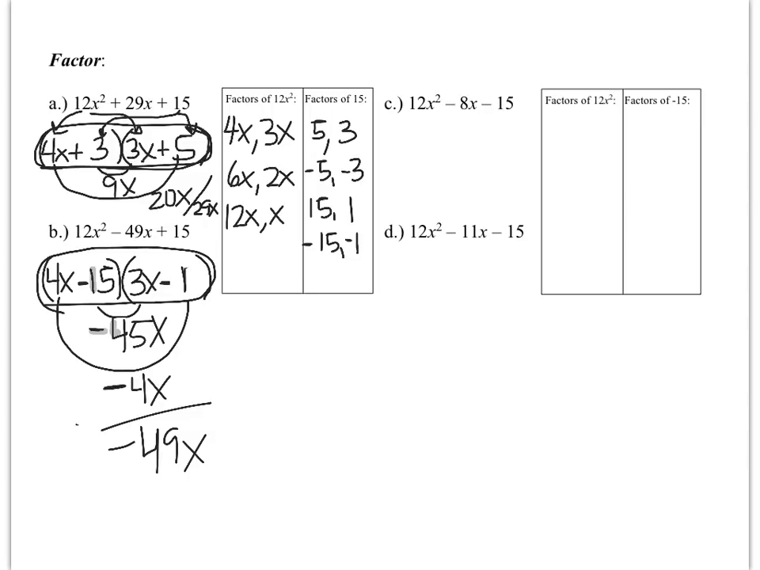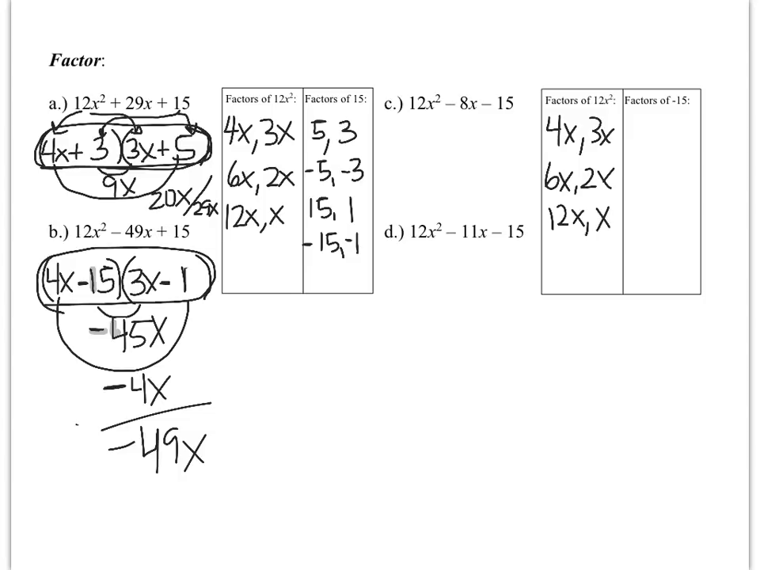All right, let's go over to C and D. So for letter C, again, we're going to use the same factors that we used for 12x squared at the beginning. So I'm going to have 4x and 3x. I'm going to have 6x and 2x. I'm going to have 12x and x. Reminder, we're never going to break up the first term into two negatives, okay?